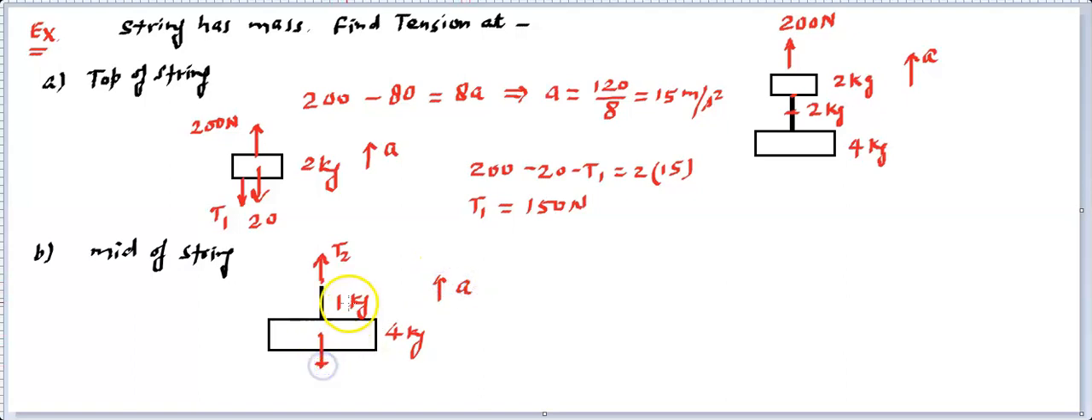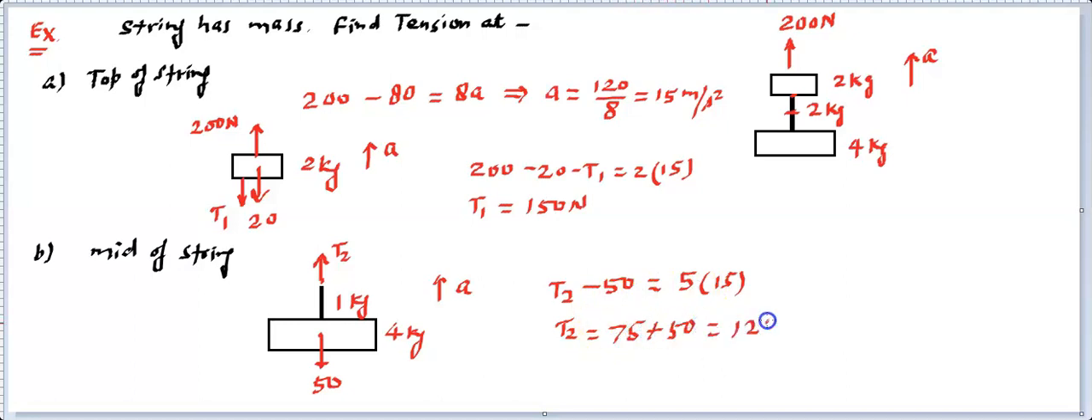So the total weight downside is going to be 1 plus 4, that is 5 into g. So I'm writing 50 Newton directly. Equation of Newton will become T2 minus 50 must be equal to m, which is 5, into a, which we have already calculated, 15. So this T2 comes out to be 75 plus 50, you can find as 125 Newton. So at midpoint you will find the tension is going to be 125.